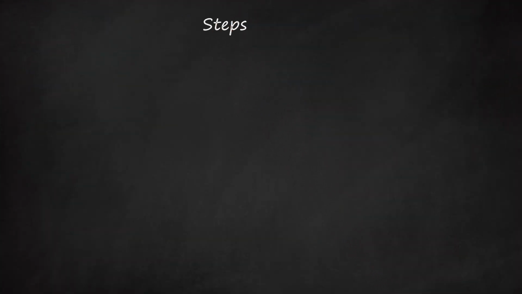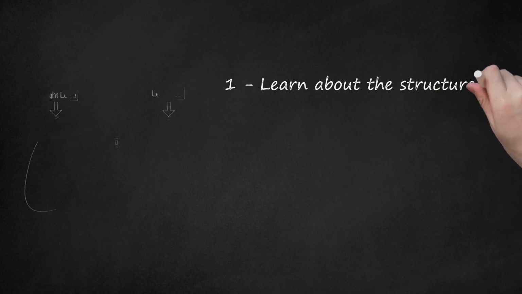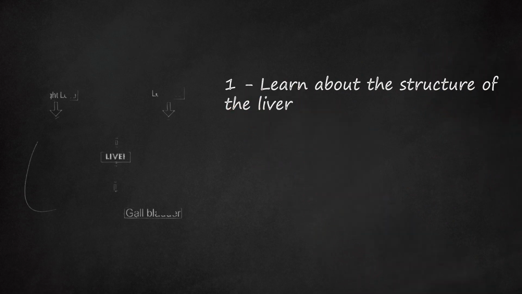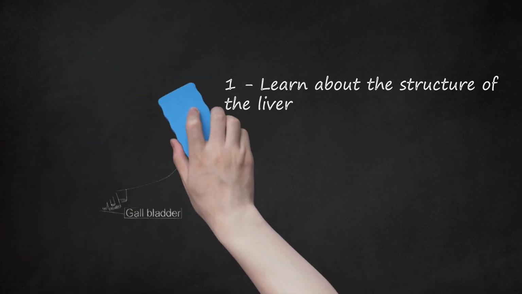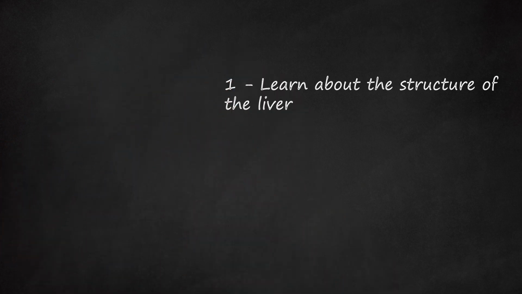Steps. 1. Learn about the structure of the liver. Its structure is unusual in the sense that it has dual blood supply from two different sources. One of them is through the hepatic artery that supplies blood that is rich in oxygen to the liver tissue. The other blood source is from the portal vein, which originates in the digestive system in its various parts.